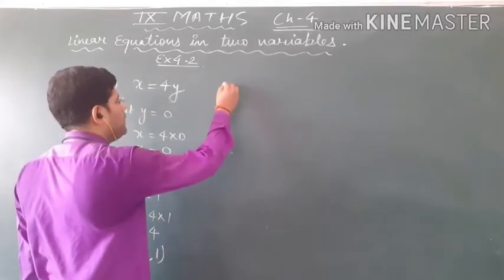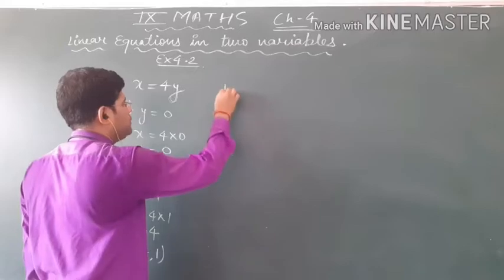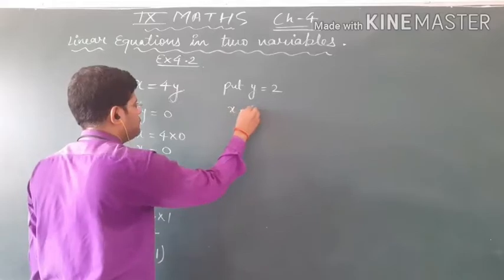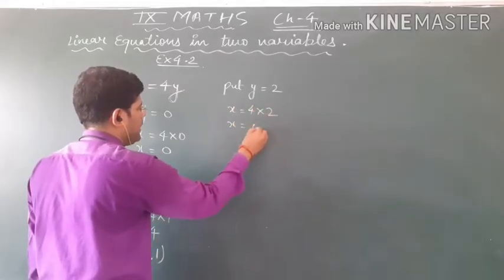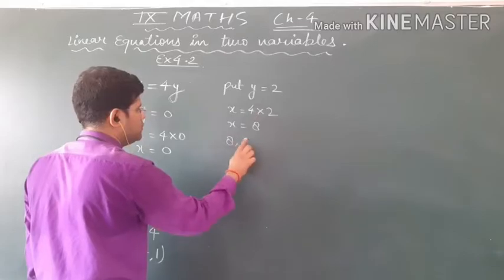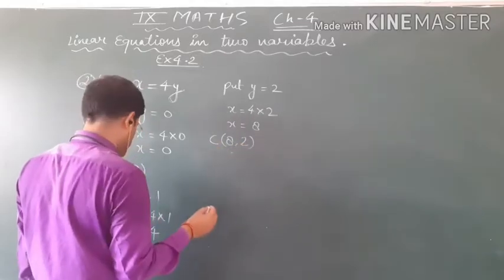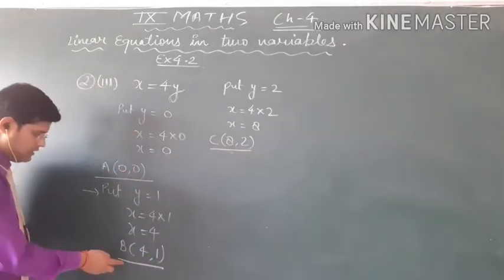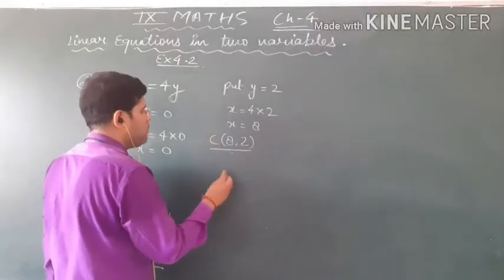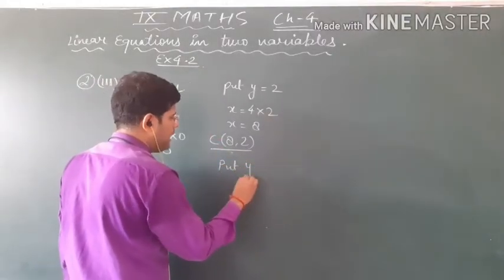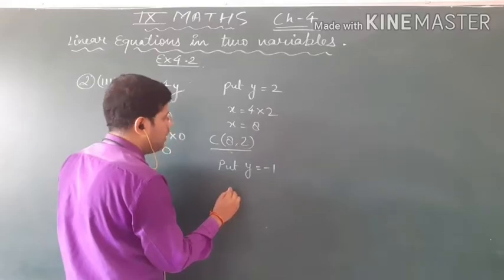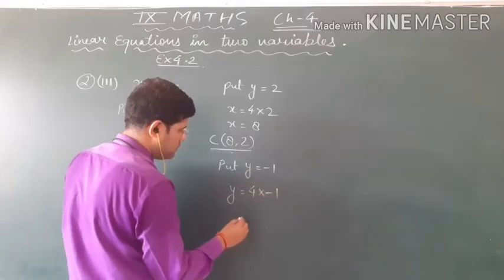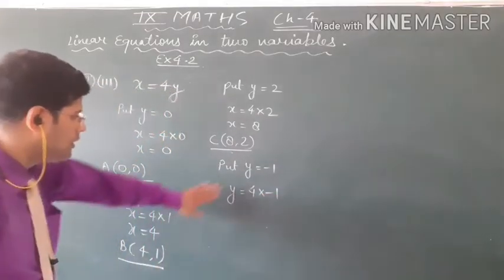Okay students. Now when we put y equal to 2, then x equal to 4 into 2, so x equal to 8. Now we have the solution 8, 2, and that will be C, because we put the first, second and third. The first is A, the second will be B, and the third will be C. Now put x equal to minus 1, then x equal to 4 into minus 1. So hold on, x equal to, not y.